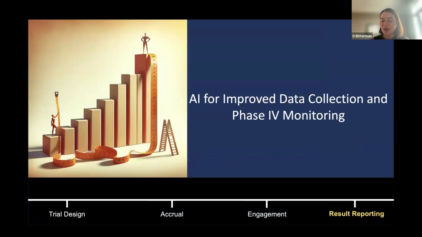All right. And finally, and I'll go through this quickly to give time for Stuba, there's a lot of potential of AI for improved data collection and phase 4 monitoring, and we are probably getting closest to prime time in this area.